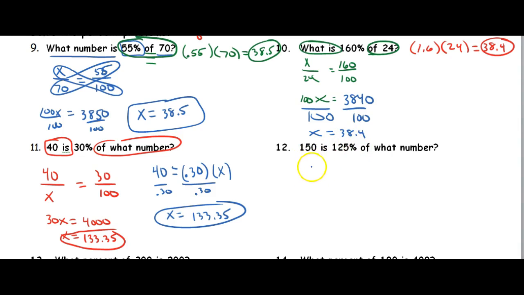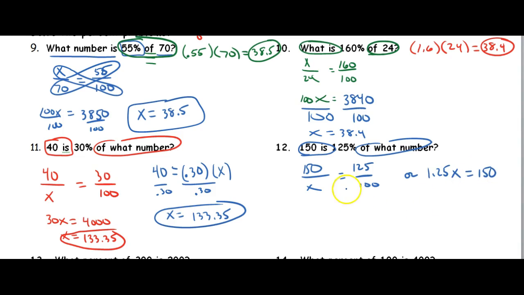So I'm basically going to go through each setup, but speed up the solving process here. So 150 is, so that's the is, 125% of what number? I don't know the of, so that's x. That's one setup. Or your other setup can be 1.25 times x equals 150. Either way, when you cross multiply and solve, or divide and solve, you end up getting 120.